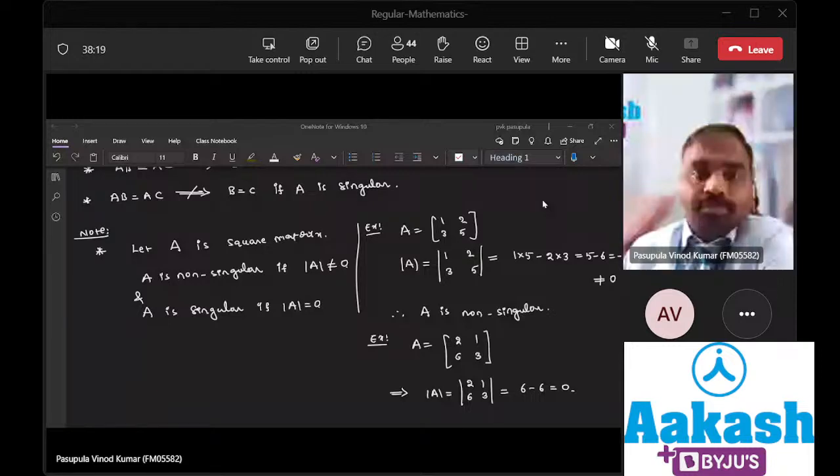Questions here. Question, solve this one. Let A be equal to 2, 3, 4, 5.